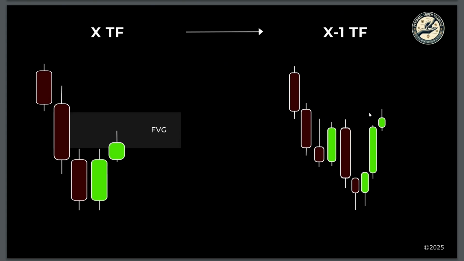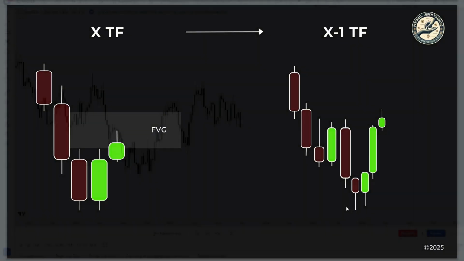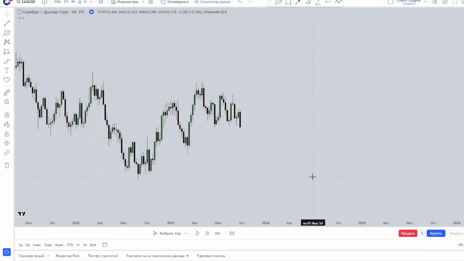This is a simple example where, in principle, the XTF contradicts the context on the X1TF, and you should pay attention to this rather than saying something like, well, the price took out liquidity, so it must go lower. No, you should impartially determine in which direction the price will move on this particular time frame with a higher probability.